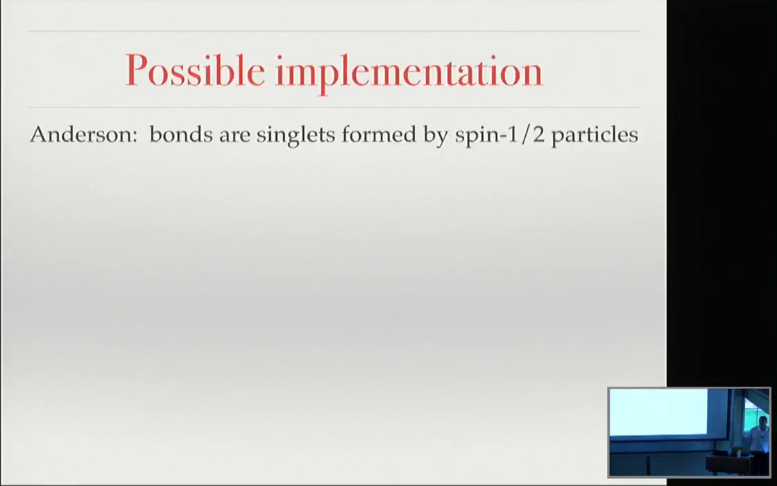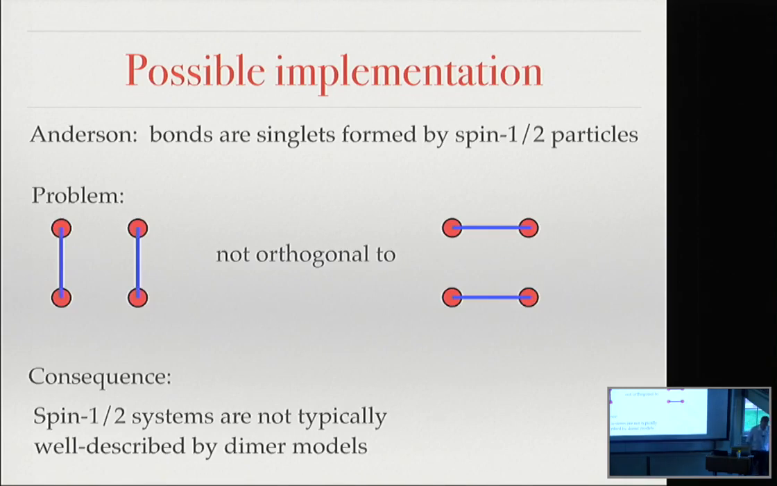If we go back to Anderson and think about these bonds as being formed by singlets of spin 1/2 particles, the problem is that formally speaking, if I write down a state where I make singlets between these two sets of sites, and I write down another state where I make singlets between these two sets of sites, it turns out these aren't orthogonal. They actually have a very large overlap, and I'll show you that in a second. And so that means that these kind of Rokhsar-Kivelson dimer models are not really realizable in a nice way by spin 1/2. Well, that's easy, you say.